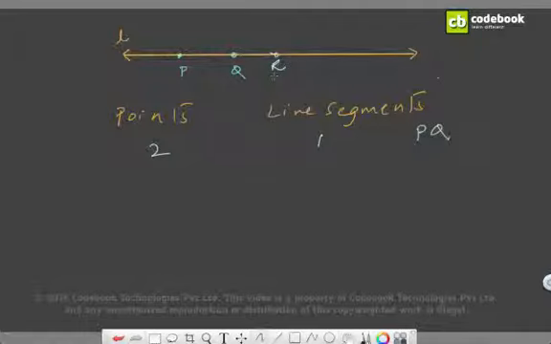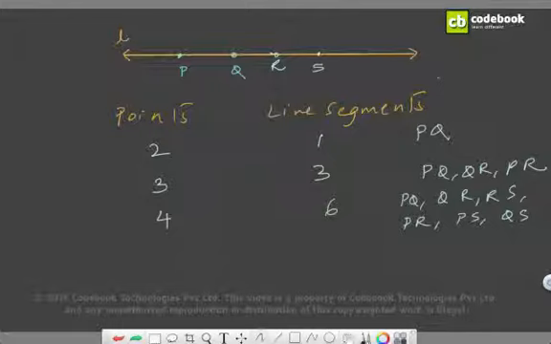Now let's consider a line L with 2 points on it, P and Q. So the number of points over here is 2 and the number of line segments is only 1, PQ. If we add another point R, now we have 3 points and the number of line segments that you can see here is 3, right? PQ, QR and PR.